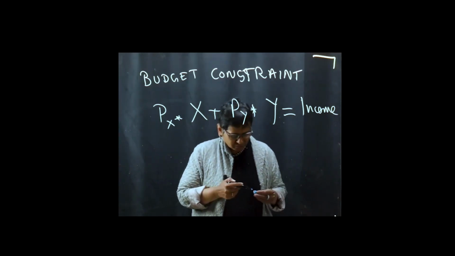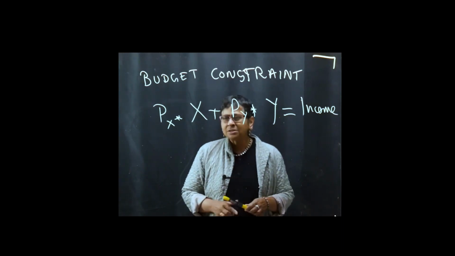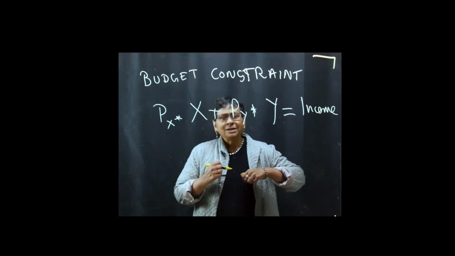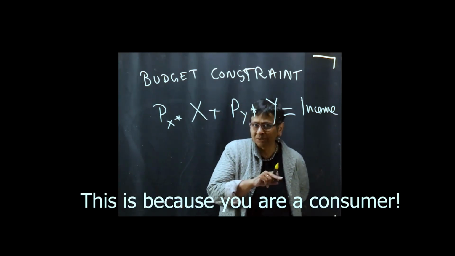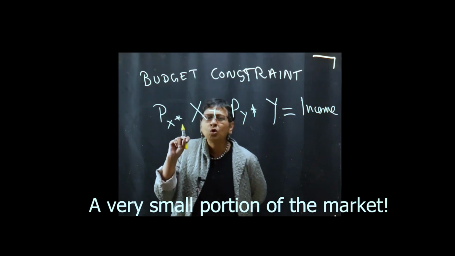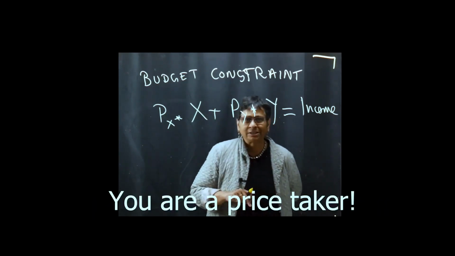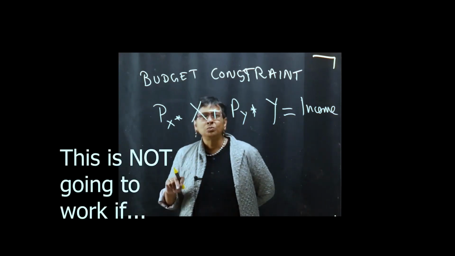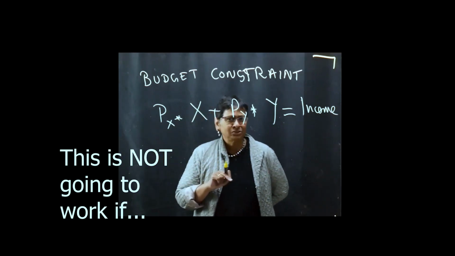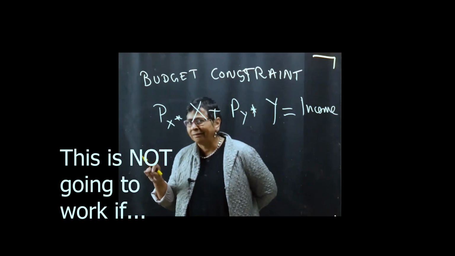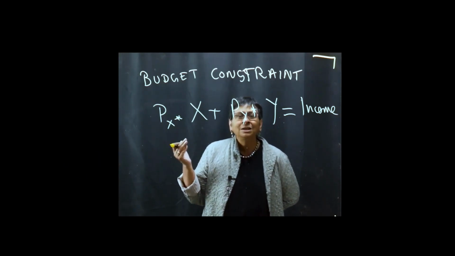I want to say a few more things about what's going on here. The first thing to remember is that this is because you are a consumer and you are a very small portion of the market. So you are a price taker. This is not going to work if you are buying labor, if you are buying stocks and shares and you're a billionaire and you account for 30% of the market, things like that, right?